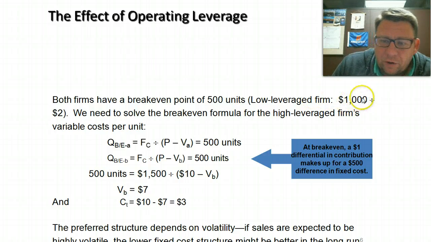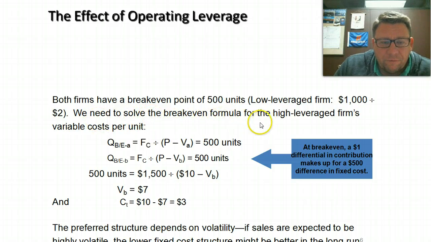And for the low-levered firm, we know that's 1,000 divided by a contribution margin of 2. So let's solve for variable costs for the high-levered. We know that break-even is 500 units, so 500 units equals fixed costs divided by contribution margin per unit. Well, we don't know the variable cost, so it's 10 minus variable costs. So variable cost equals 7. All right, so $1 difference in contribution margin, 8 versus 7, makes up the difference in the fixed costs.